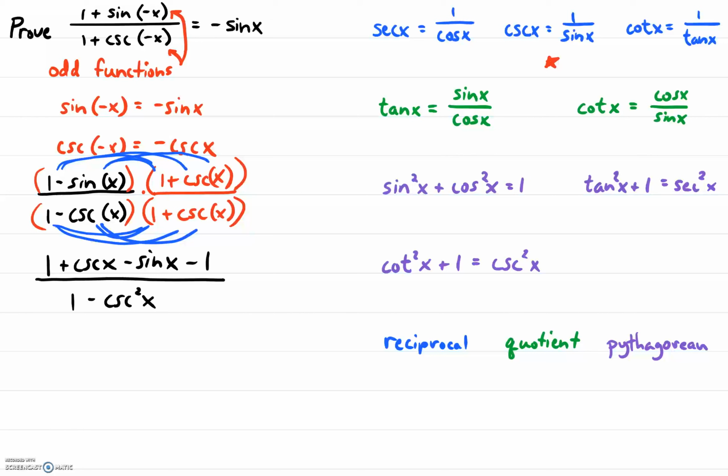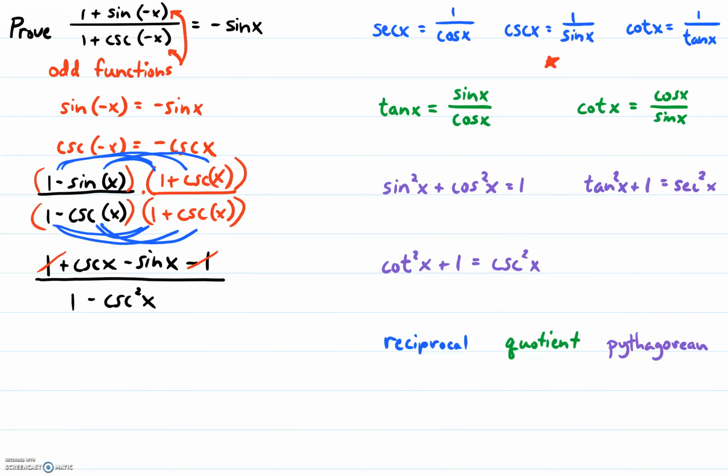And so we did a lot there. We just FOILed out by multiplying the top and bottom by the conjugate of the denominator. And now some things are going to continue canceling away. We're going to have positive 1 and negative 1 in the top, so they're going to destroy each other. And so what we have left is cosecant x minus sine x over 1 minus cosecant squared x.